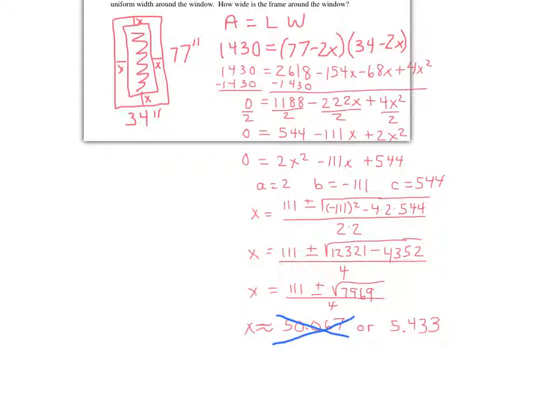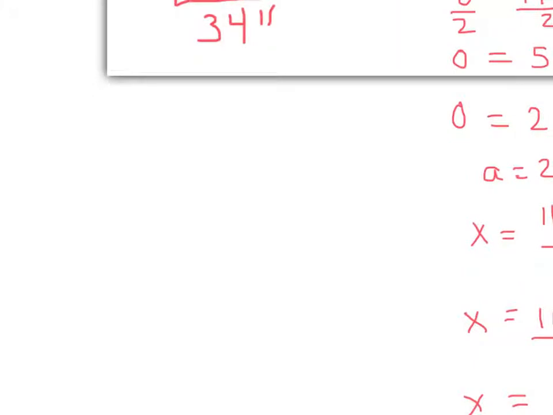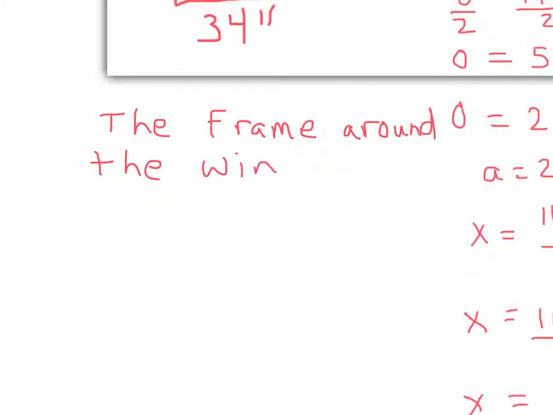Let's cross off 50.067. That is just not possible. 5.433. The frame around the window is 5.433 inches. And that's it.